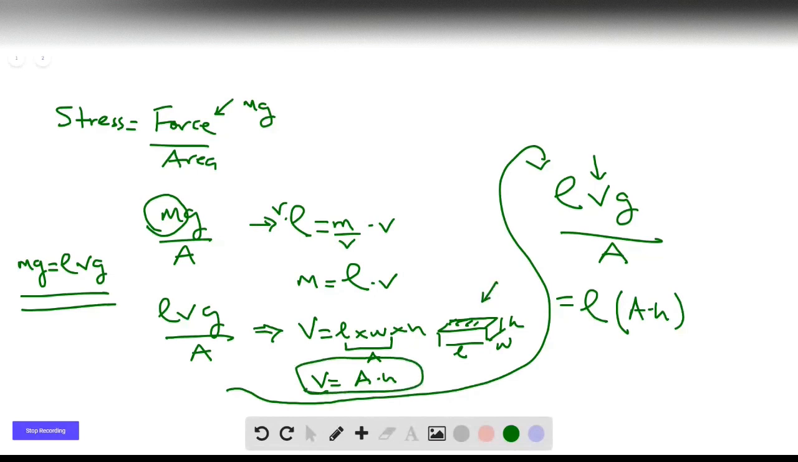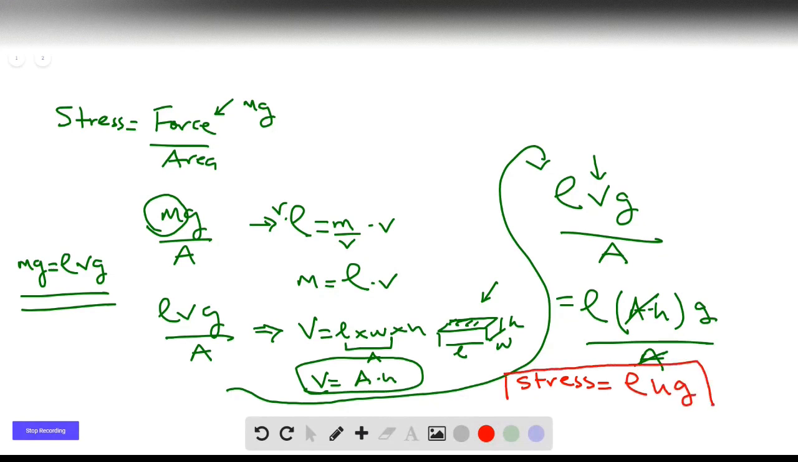And you can see that from this diagram. Times G, and then we have A. These two A's cancel out. So all of a sudden, we have a different definition for stress. So stress becomes equivalent to rho times H times G. And the thing about this formula for stress is that it doesn't have the area.